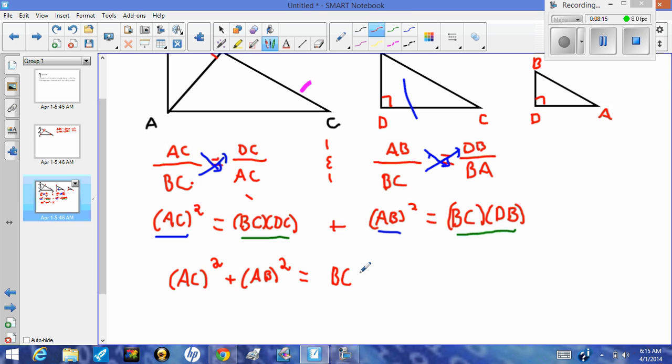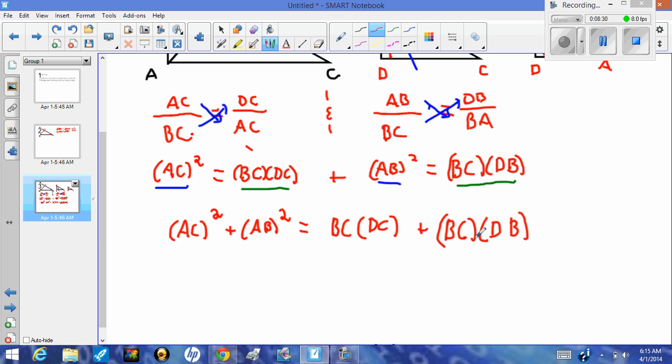Add those up, and we should get BC times DC plus BC times DB. Now notice they're not like terms. We can't combine these. So one trick we learned, though, is when we're adding two things together and they're not like terms, we can also factor, and that's what we're going to do next.